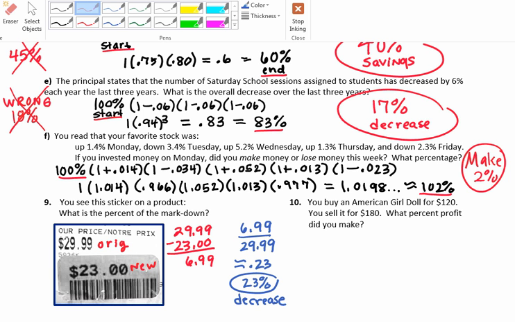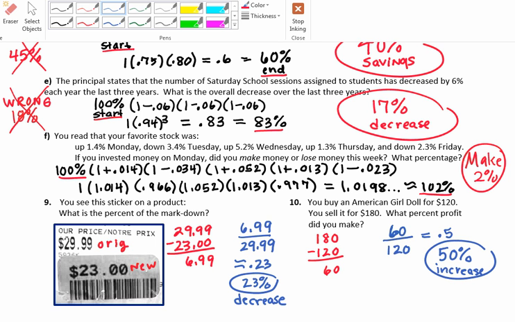Okay? You buy an American Girl doll for $120 and then you turn around and sell it for $180. What is the percent profit that you made? So again, I want to find the difference between these two numbers. And I'm not really concerned about the order in which I'm subtracting them. I'm mostly concerned with what the change is, the absolute value of that change. And I get that I made $60. So we're going to take that difference, $60, and we're going to divide that by the original value. The original value was 120. Okay, so that gives me 0.5. Or in other words, I made 50% profit, or we had a 50% increase.